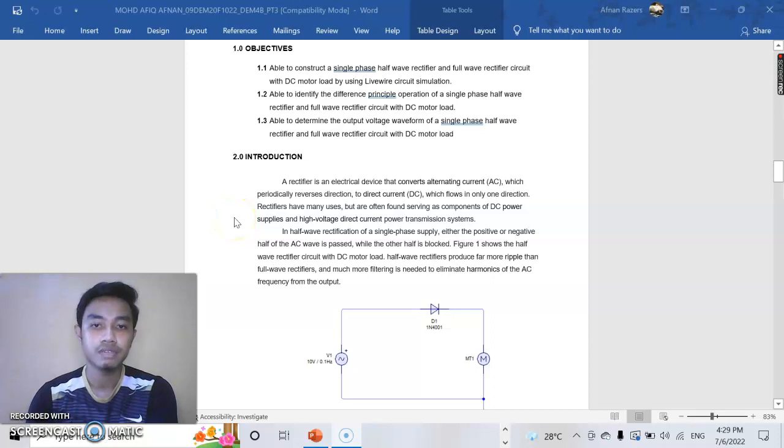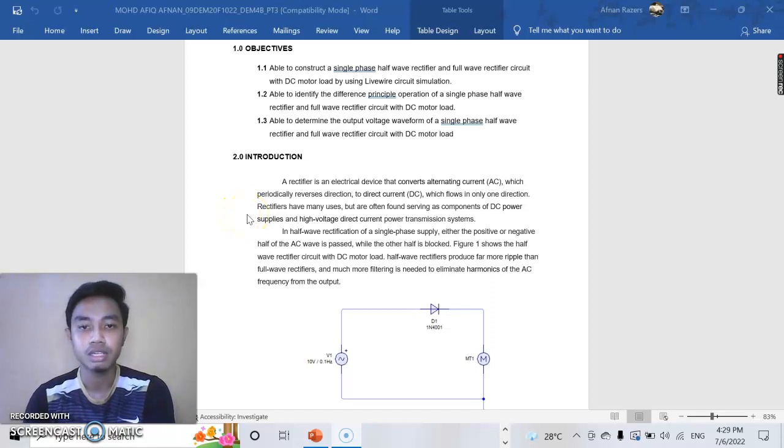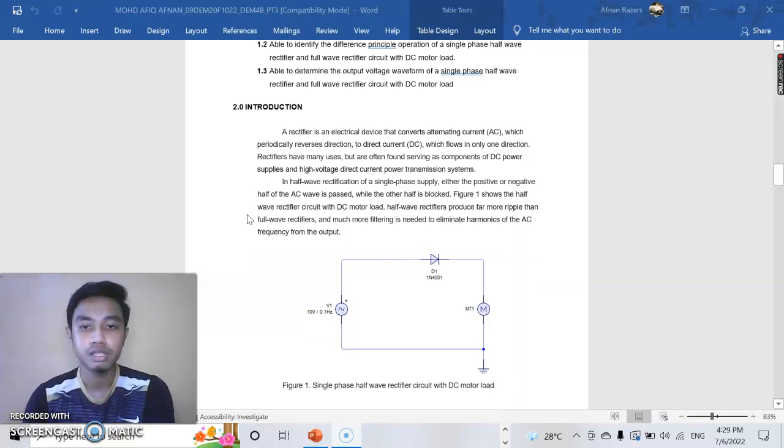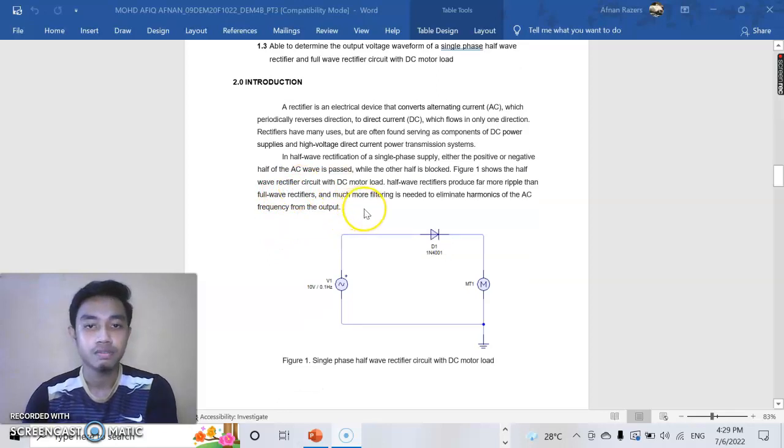So, what is a rectifier? A rectifier is an electrical device that converts alternating current, which is AC, which periodically reverses direction, to direct current, which is DC, which flows in only one direction. Rectifiers have many uses, but are often found serving as components of DC power supplies and high voltage direct current power transmission systems. In half wave rectification of a single phase supply, either the positive or negative half of the AC wave is passed, while the other half is blocked.